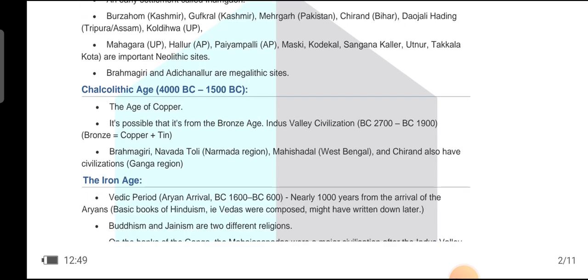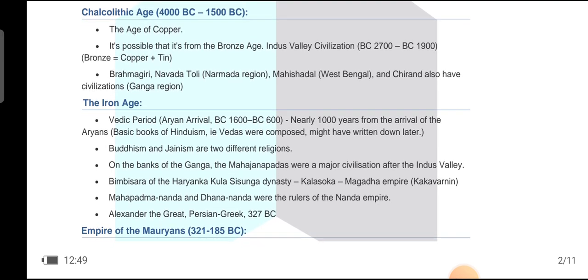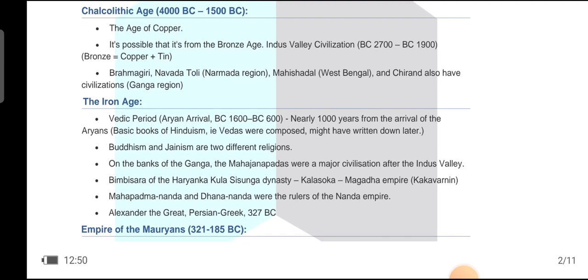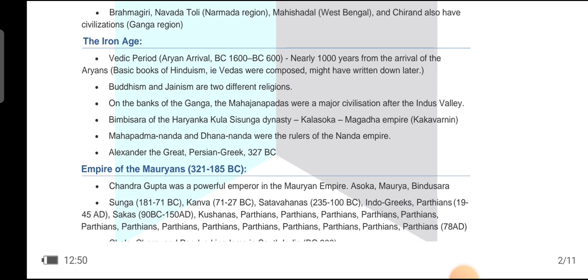Let us talk about the Chalcolithic age, which is 4000 BC to 1500 BC. It is also subcategorized into some points. First is the age of copper. Next is the Bronze Age, Indus Valley Civilization, 2700 BC to 1900 BC. Bronze equals copper plus tin. Next point is Brahmagiri, Nawada Toli, Narmada region, Mahisadal, West Bengal, and Chirand, which also had civilization in the Ganga region.